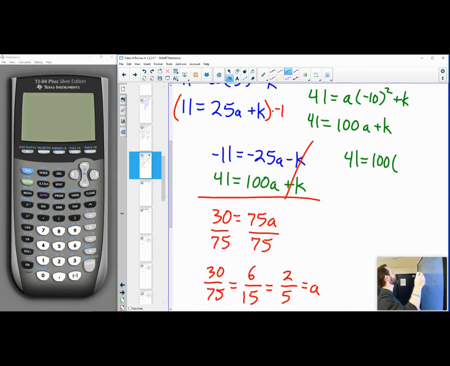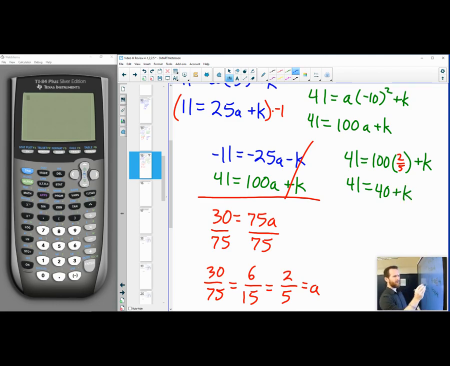Oh, I meant to do that in red, didn't I? Yeah, trying to color code this. 2 over 5, then we close the parentheses, then put plus k. Now we solve for k. Still in green. So we get 41 equals, you could do this a few ways. You could do 100 times 2, which is 200. Divide that by 5, that's 40. Am I doing that correctly in my head? 40 plus k.